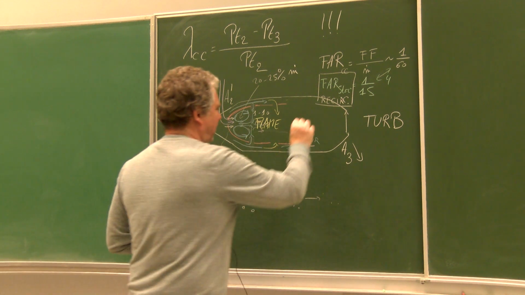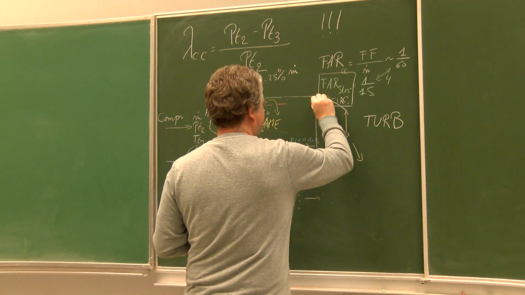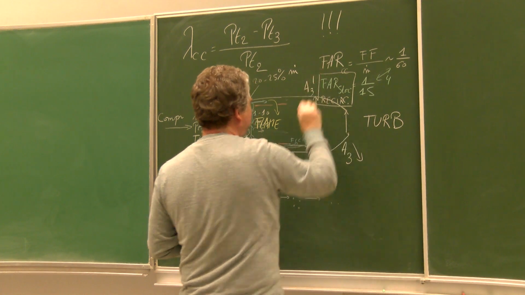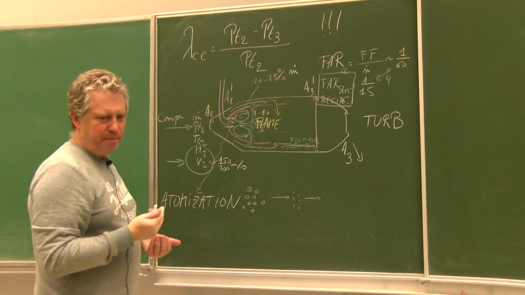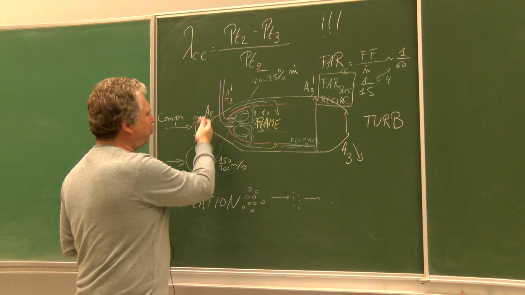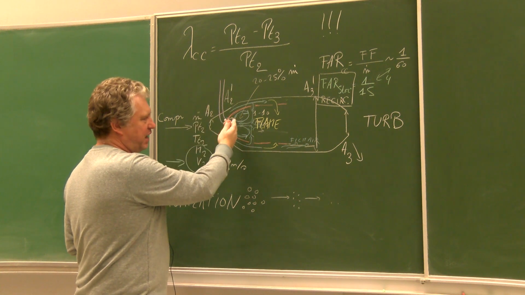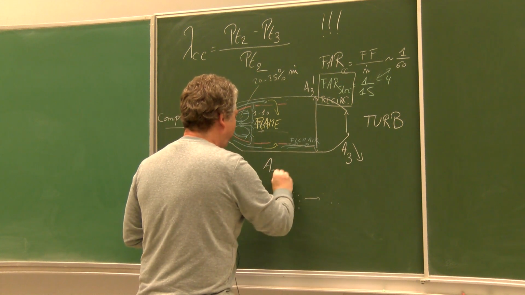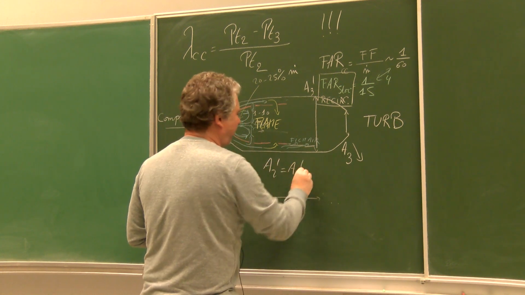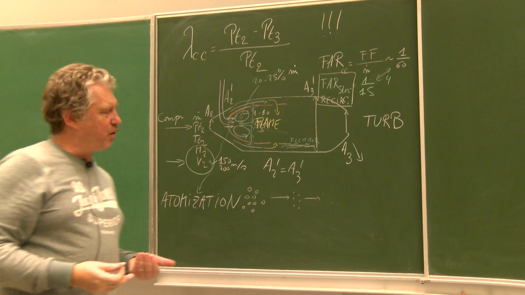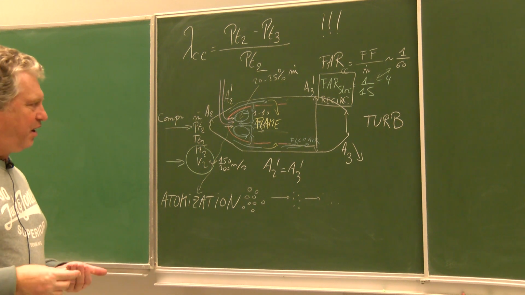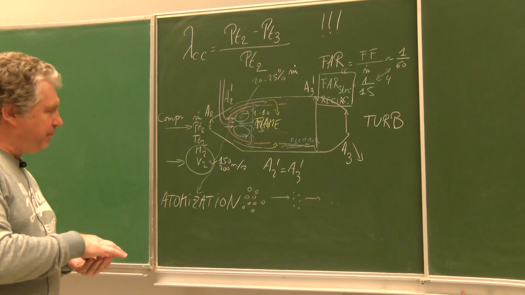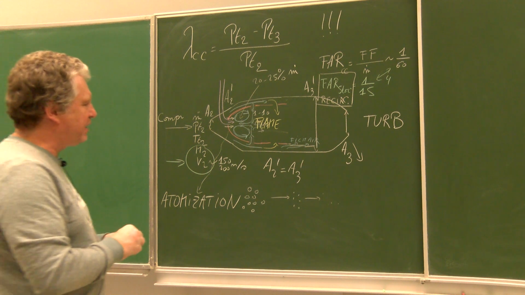If you want, you can call this section the section A3 prime, and you see that the combustion chamber is going from A2 to A2 prime, large increase to A3 prime, constant section, A2 prime is equal to A3 prime, and then again a convergent part in the exit. And you will understand why later on.